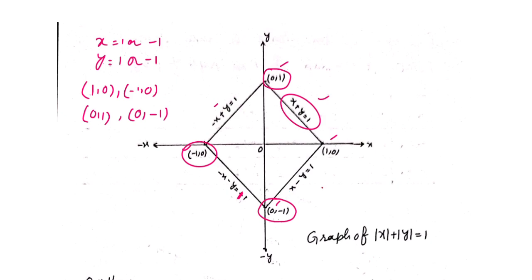Okay, so this is the diamond shape, or you can say this is a tilted square. So the graph of x absolute plus y absolute is equal to 1 is a diamond shape.